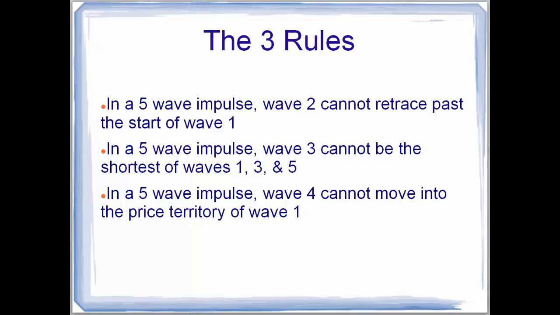Now that we have seen the labeling system and understand the concept of subdivisions and degrees of trend, let's look at the 3 rules of Elliott. Number 1. In a 5-wave impulse, wave 2 cannot retrace past the start of wave 1. Number 2. In a 5-wave impulse, wave 3 cannot be the shortest of waves 1, 3, and 5. And the third rule, in a 5-wave impulse, wave 4 cannot move into the price territory of wave 1.